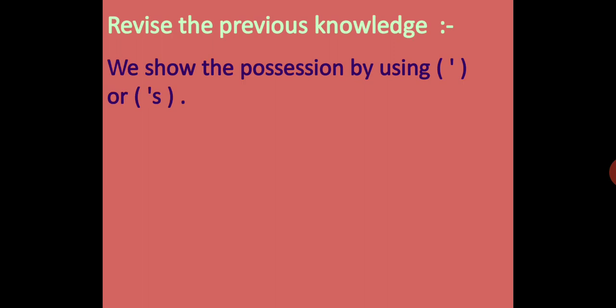Let's revise the previous knowledge. As we know, possession shows belonging or ownership. We show possession by using apostrophe or apostrophe s. We show the possession of the thing in two ways: for living things and for non-living things.